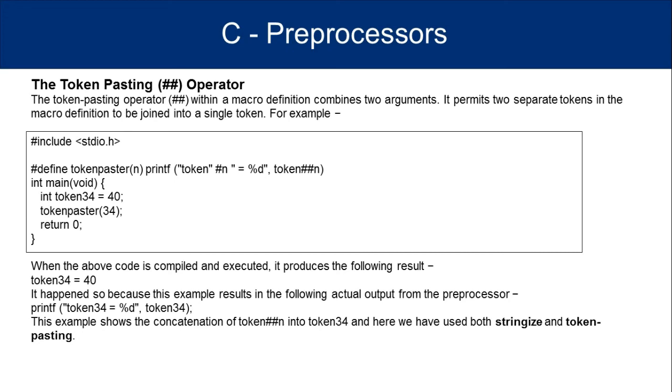The token pasting operator. The token pasting operator within a macro definition combines two arguments. It permits two separate tokens in the macro definition to be joined into a single token. For example, when the above code is compiled and executed, it produces the following result: token34 = 40. It happens so because this example results in the following actual output from the preprocessor. This example shows the concatenation of token into token34, and here we have used both stringize and token pasting.